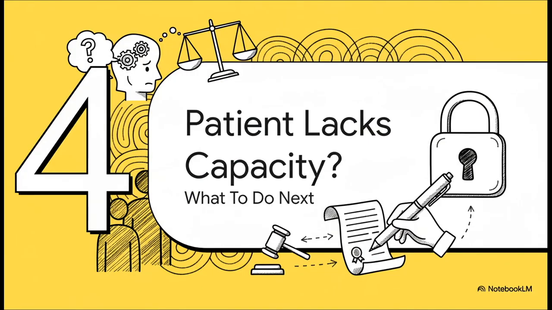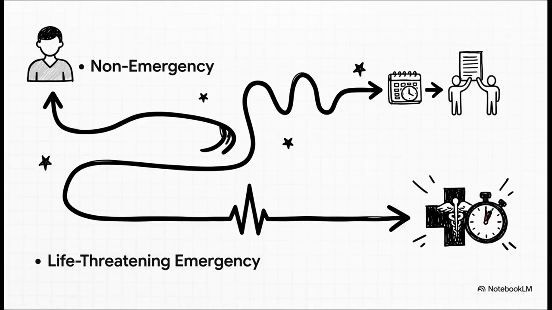So, what happens when you've done this thorough assessment and you come to the conclusion that the patient does, in fact, lack capacity for a particular decision? What do you do then? Well, the path forward really depends on one thing: urgency. If it's a non-emergency situation, you should delay the procedure and get consent from a legal surrogate decision maker. But if you're in a life-threatening emergency where any delay could cause serious harm, you can and you should proceed under the principle of necessity. That's a legal protection that allows us to provide life-saving care.